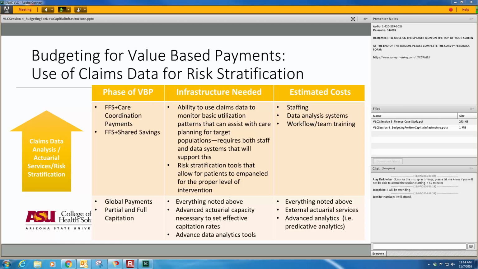Some of the costs that are associated here relate to things that include staffing, some data systems and analysis, and some team training on what we do when we get this utilization. What do we do with the data once we get it?